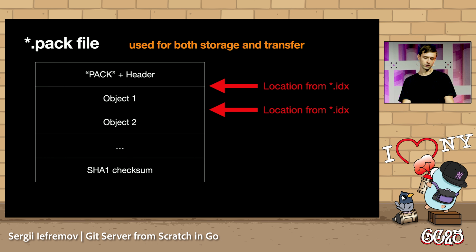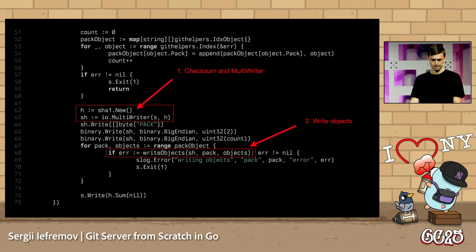Here's the structure of a pack file that stores the actual objects. At the top, we have a header and then all the objects themselves. And at the end, there is a SHA-1 checksum of the entire file. This pack file is used both for storage on disk and for the transfer of the objects. So this is the file that we're going to write out to the client.